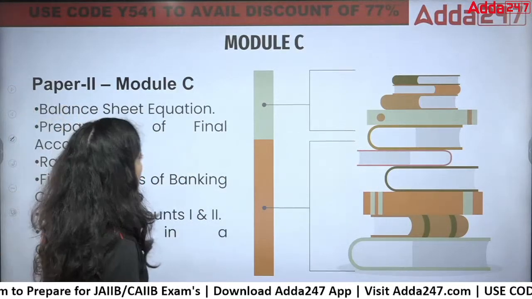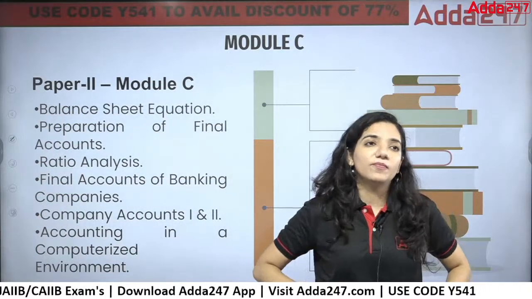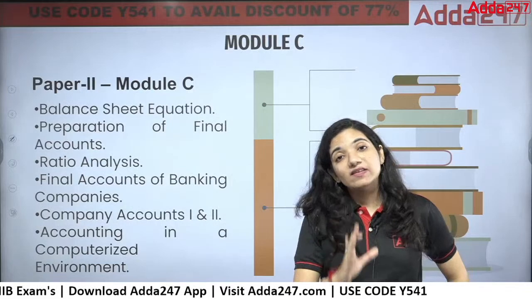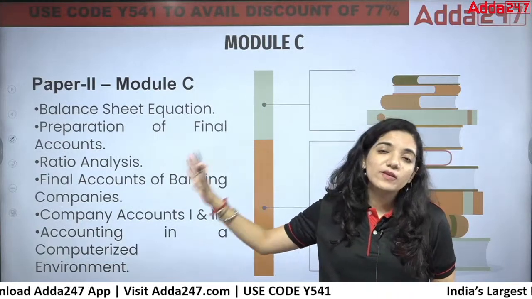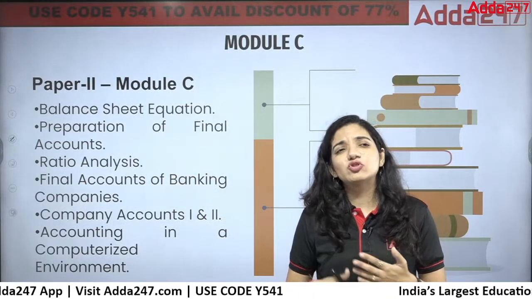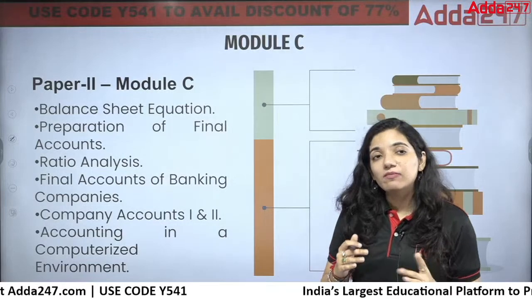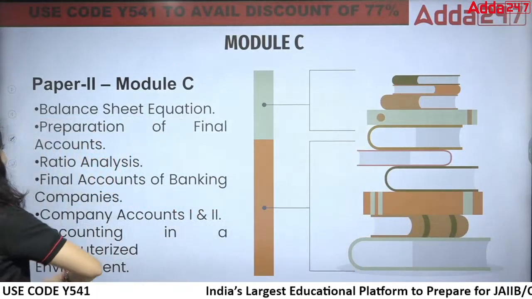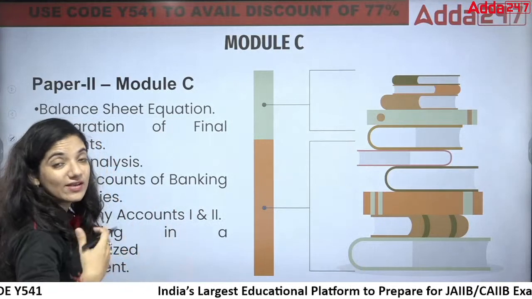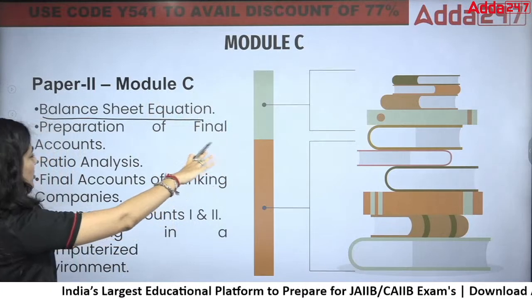Now moving on to module C. When we talk about module C, again, a very interesting area to be covered, and at the same time more towards the practical side. Once you are done with module B, which seems to be fluent and easygoing with fewer technicalities, when we move towards module C, the technicalities somehow increase. Then we have the balance sheet equation. Again, a half-marker question can be there.